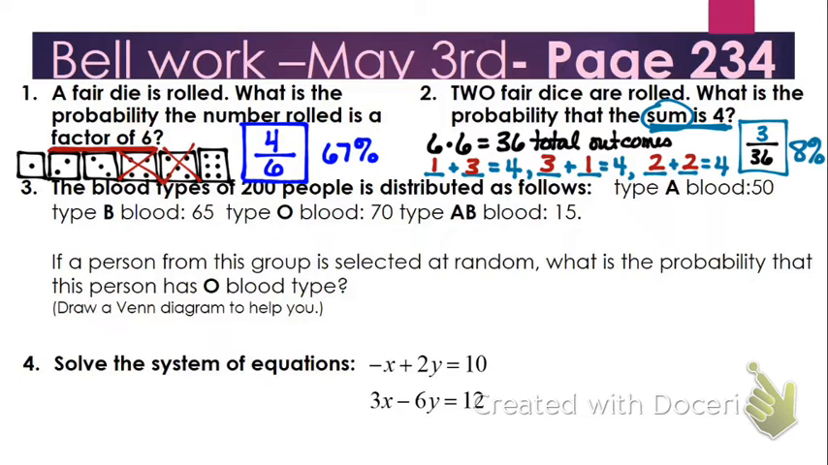Well, if the group is total, then that means the denominator is 200, because there's our total number. What would our numerator be? 70. We have 70 people that have blood type O. A 35% chance. That is 35%, right on.